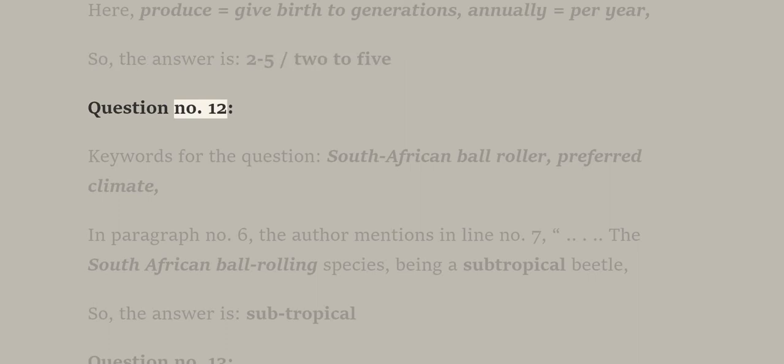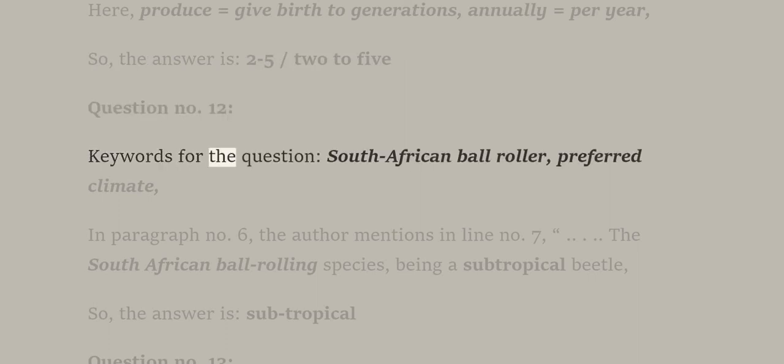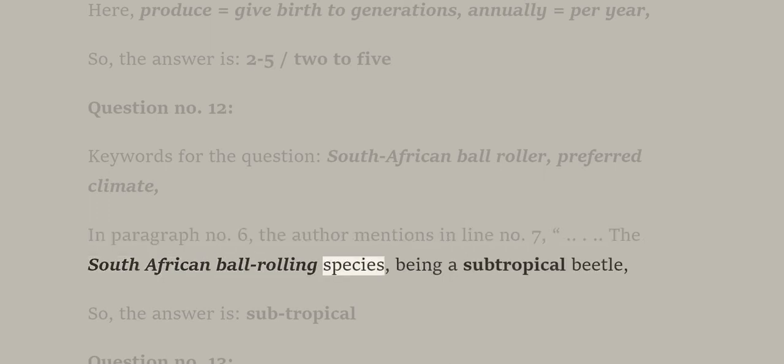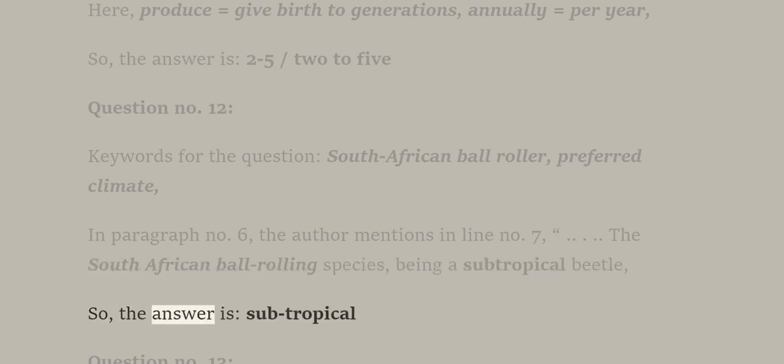Question number 12. Keywords for the question: South African ball roller, preferred climate. In paragraph number 6 the author mentions, in line number 7, the South African ball rolling species, being a subtropical beetle. So, the answer is subtropical.